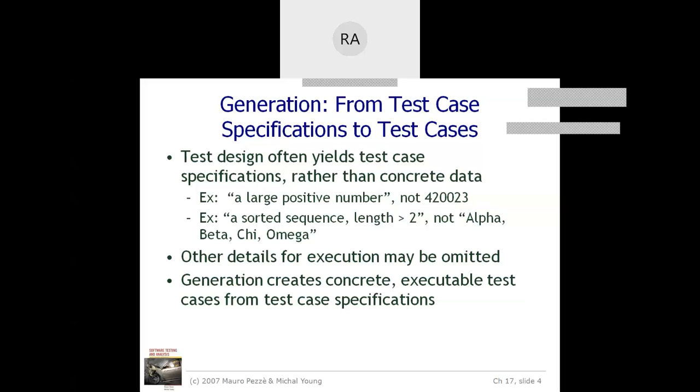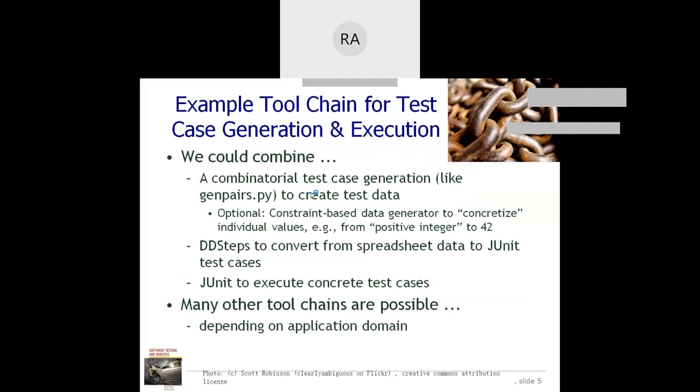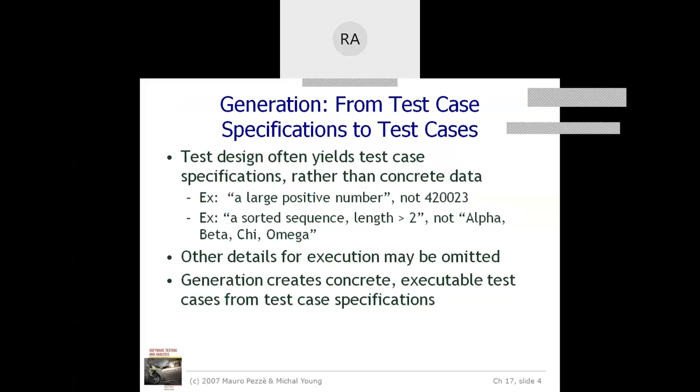Whenever you are writing or generating the test cases, you are going to come up with certain statements. Something like a large positive number, instead of writing a specific number. And whenever you are dealing with arrays, you just tell about the sorted sequence and length: the array length should be greater than 2. So I'm not going to mention any specific terms over there. But in terms of the limit, you should be specific. The other details which are required for the execution can be omitted.